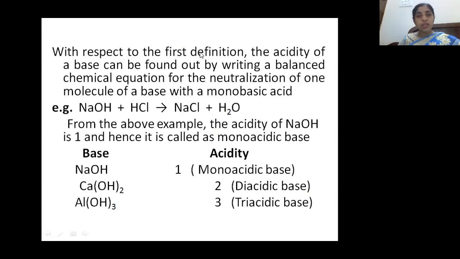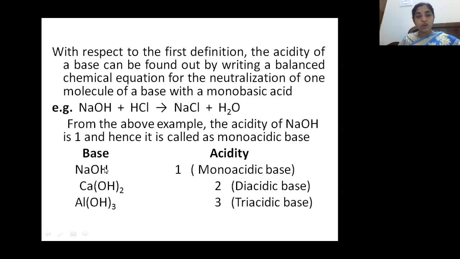So, with respect to the first definition, the acidity of a base can be found out by writing a balanced chemical equation for the neutralization of one molecule of a base with a monobasic acid. Let us consider one molecule of a base, that is sodium hydroxide, with a monobasic acid. We get salt and water, that is sodium chloride and water. So from the above example, the acidity of sodium hydroxide is 1. Hence, it is called a monoacidic base.